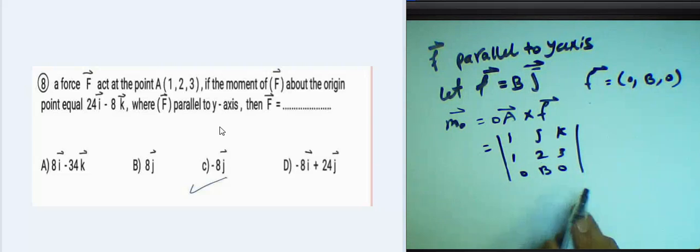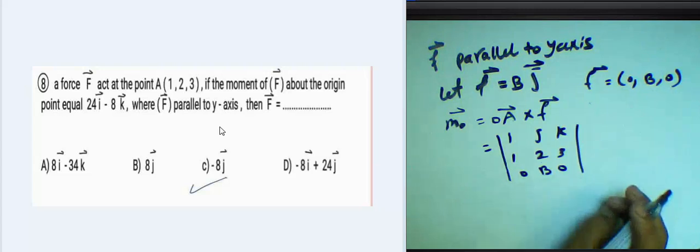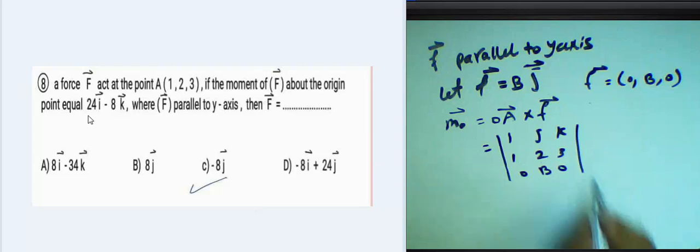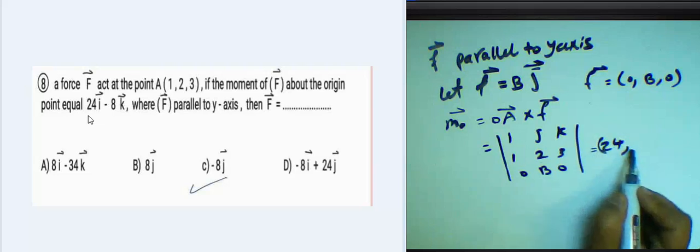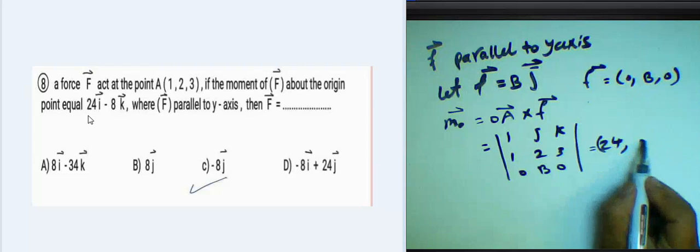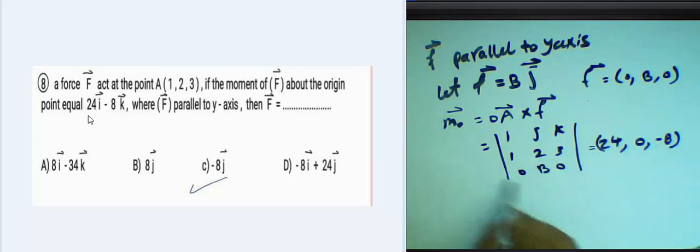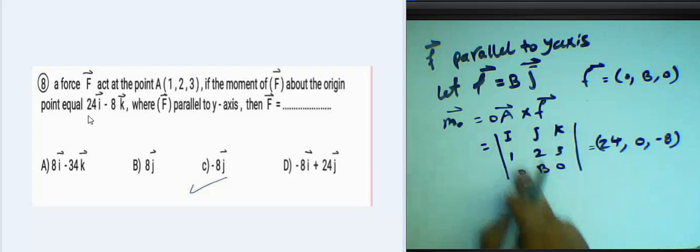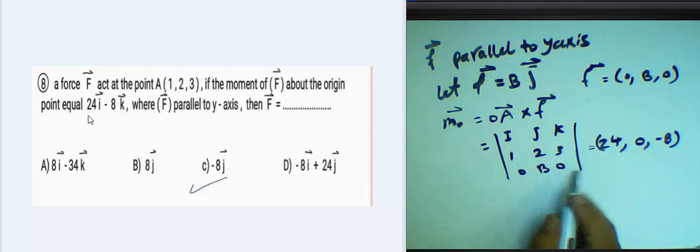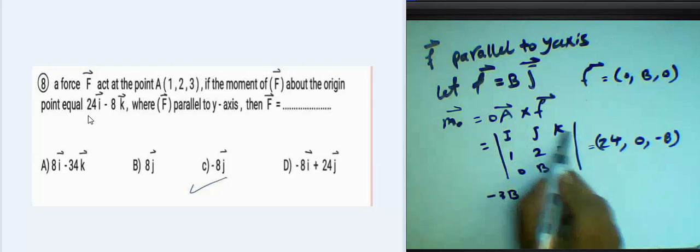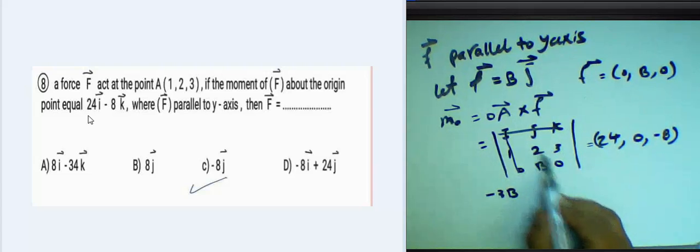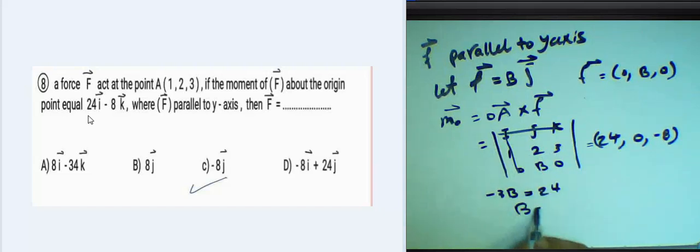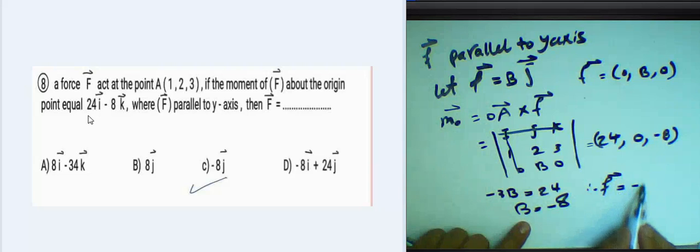Then we can find the result. He gives us the result equal 24 in direction i and negative A in direction k. I, j, k, j here 0, and negative 8 in direction k. We can find the result: choose 24 here, equality is the first. Cancel the row and the horizontal: negative 3B equals 24, then B equals negative 8, 24 divided by 3 equals 8. Then the force here equals negative 8 in direction j.